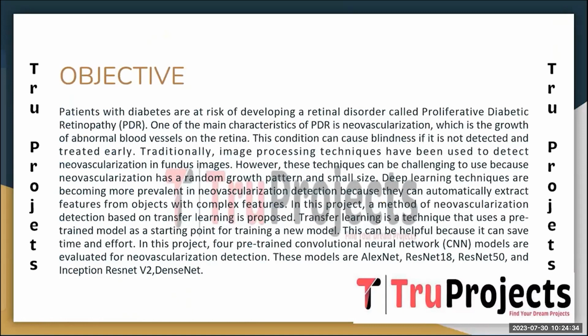To overcome these limitations, the project proposes a neovascularization detection method based on transfer learning. The technique utilizes a pre-trained model as a starting point for training a new model, thereby saving time and effort. The study evaluates pre-trained convolutional neural network models like AlexNet, ResNet 18, ResNet 50, Inception ResNet V2, and DenseNet.